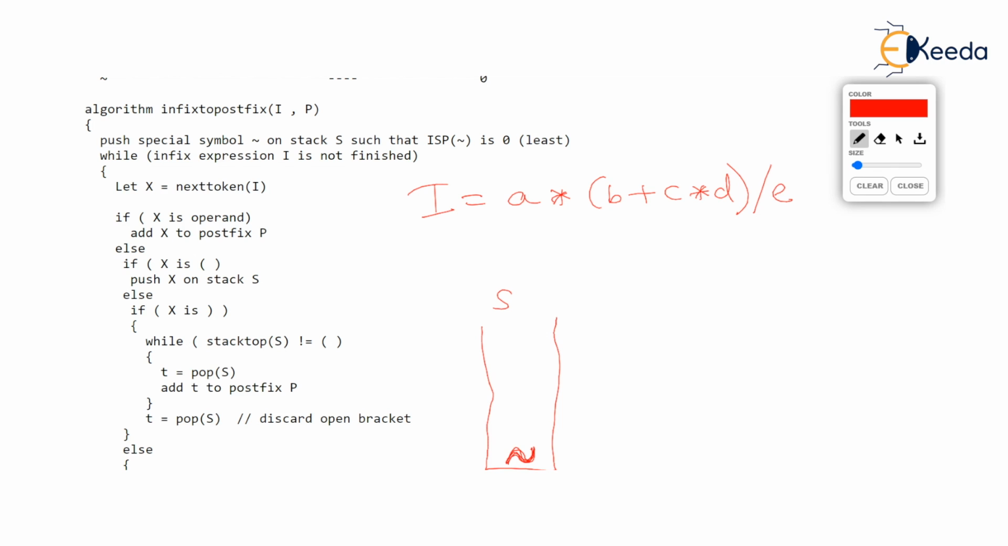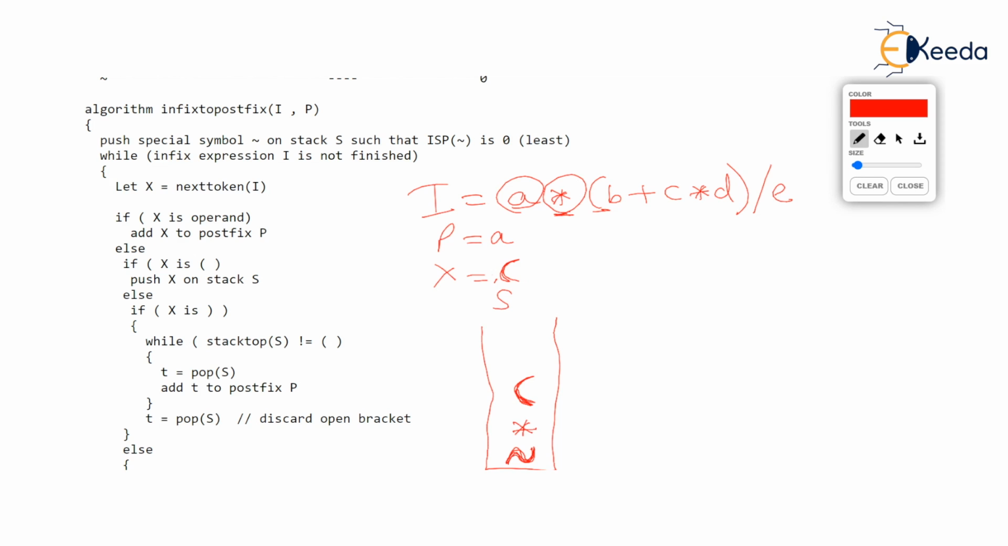Now, what will be the tokens? First token will be A. It is an operand, so simply add it to postfix. P becomes A. Postfix was empty initially. Now the next token after A is into. X is the next token. It must go on the stack, and it can go on tilde because tilde has lower priority always. Now what's the next token? The next token is open bracket. You see, after star we have open bracket. So if the next token is open bracket, simply push it on the stack. That's what I said. Whenever open bracket is coming in, we don't have to check its priority. So we have never defined the incoming priority of open bracket.